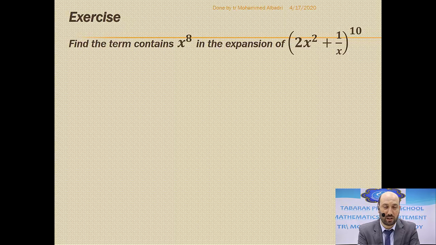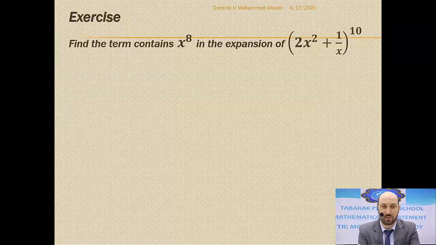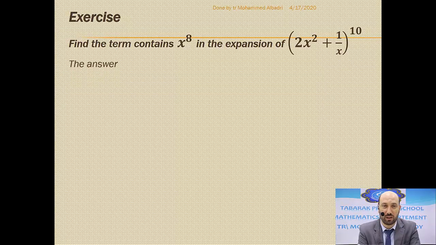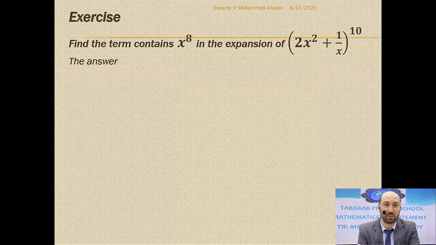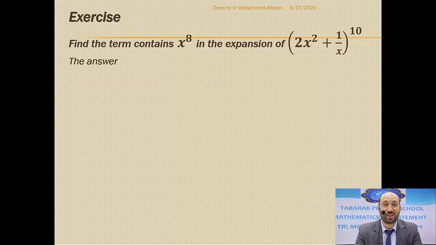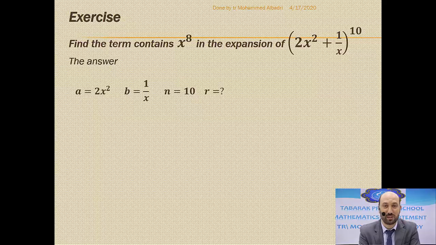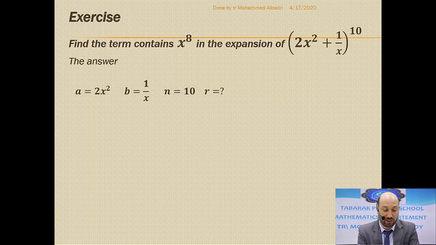Now for the exercise, find the term containing x to the power 8 in the expansion of (2x squared plus 1 over x) to the power 10. Here is a new idea: how could we find the term? We have to find the order of the term first. How could we find the order of the term? We have a equals 2x squared, and b equals 1 over x, and n equals 10, so we have to find r.